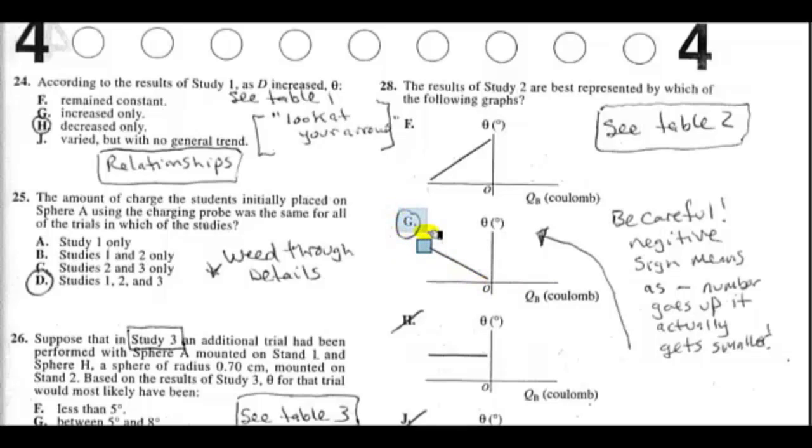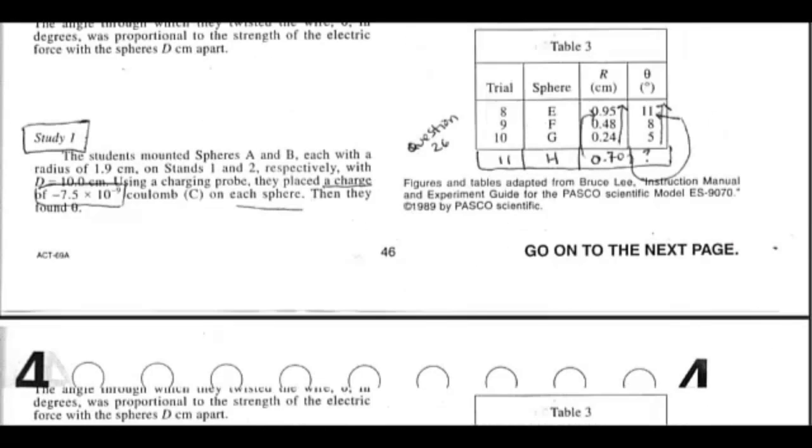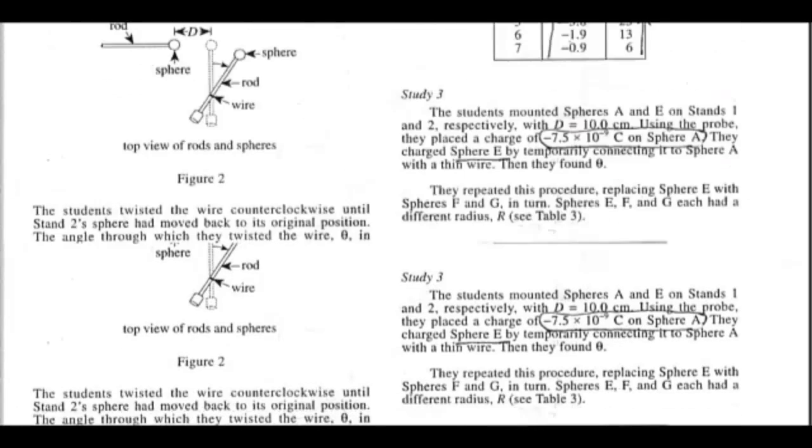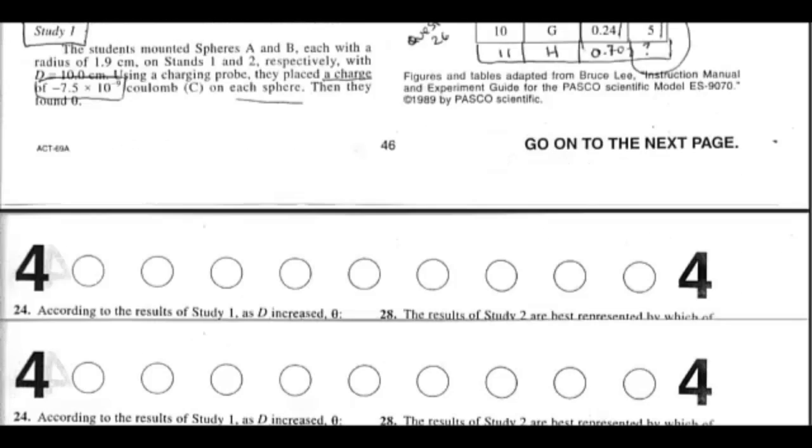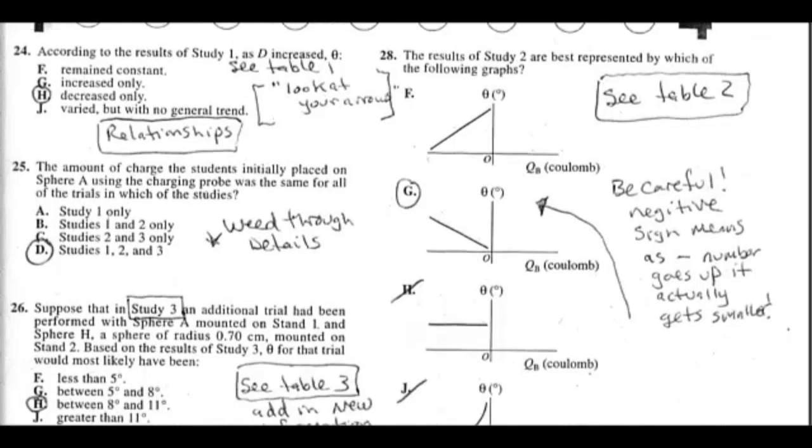G is going to be the correct answer, and the reason this is so goofy is because it's got negative numbers in here. Go ahead and take a look at that graph one more time and compare it to table 2, and you'll see that when you compare both Q and theta, the correct answer will only be the graph G.